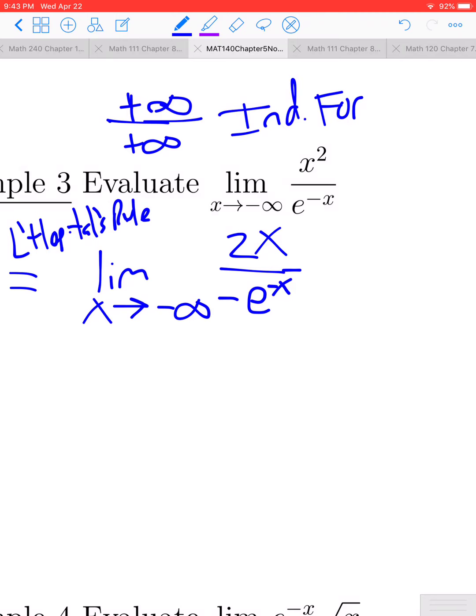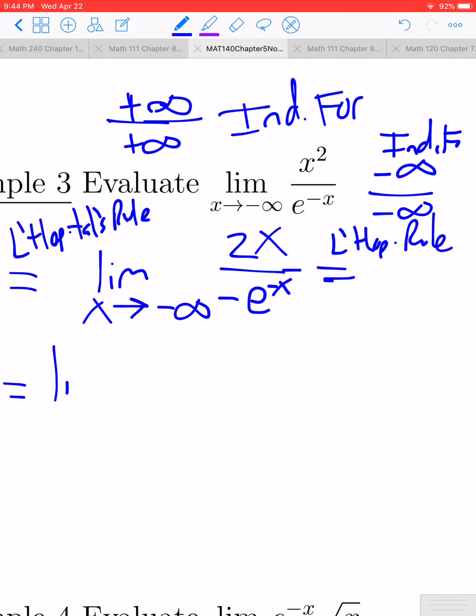As x approaches negative infinity now, the numerator is going to approach negative infinity. The denominator is also going to approach negative infinity. And so once again, we have another indeterminate form. That means we can use L'Hopital's rule again.